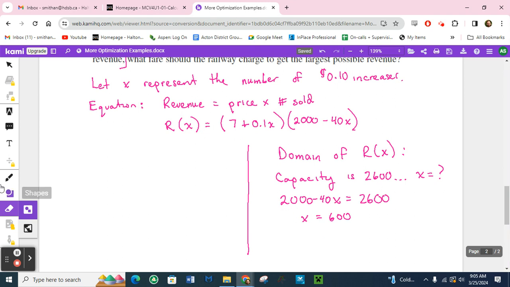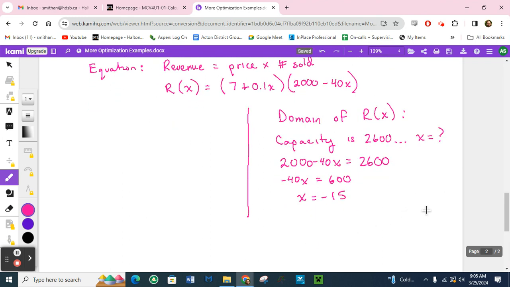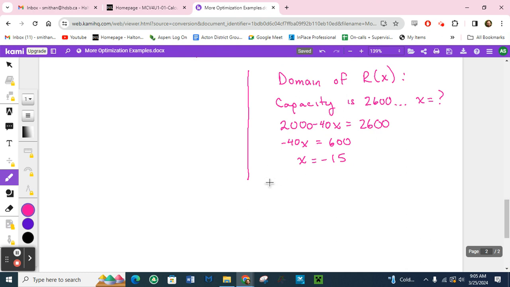There we go. So that gives us a more reasonable answer: -15. Okay, so what's that tell us? Don't decrease more than 15 times.